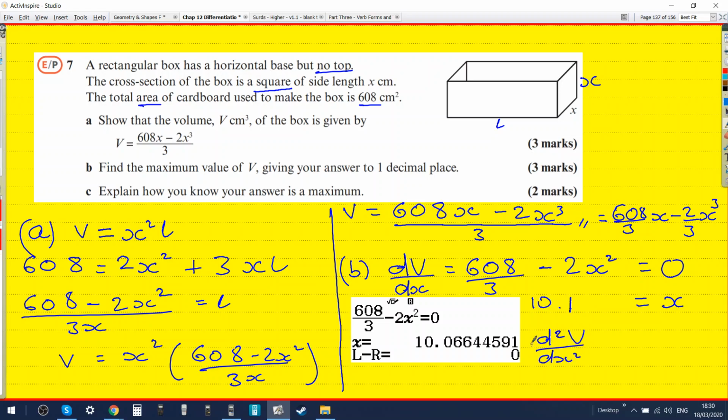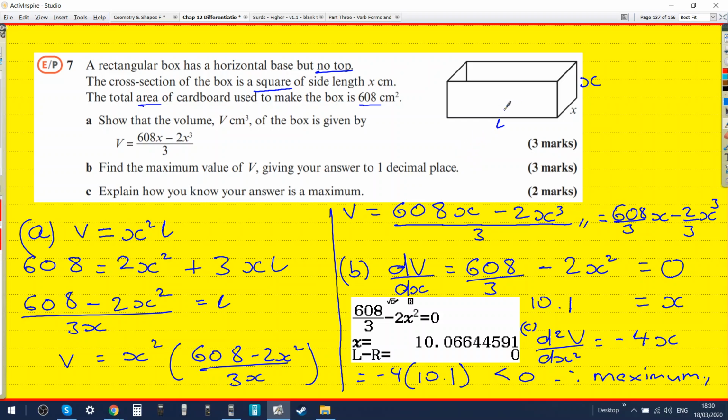And if you sub in 10.1, then you get minus 40.4, which is less than 0, so therefore it's a maximum. Minus 4 times 10.1 is less than 0, therefore it's a maximum. Great. Same shizzle, different dizzle.